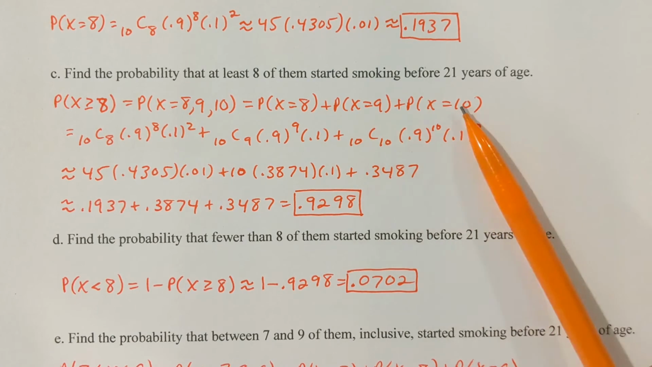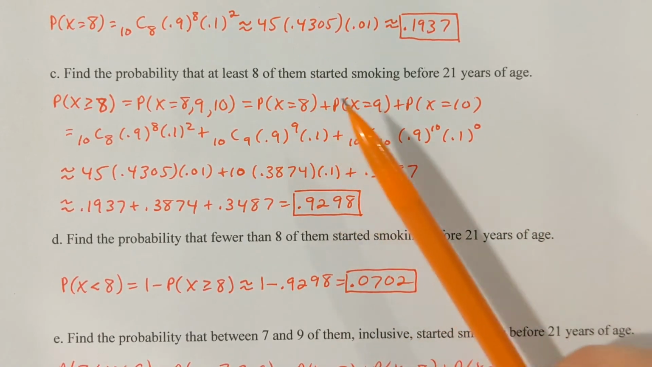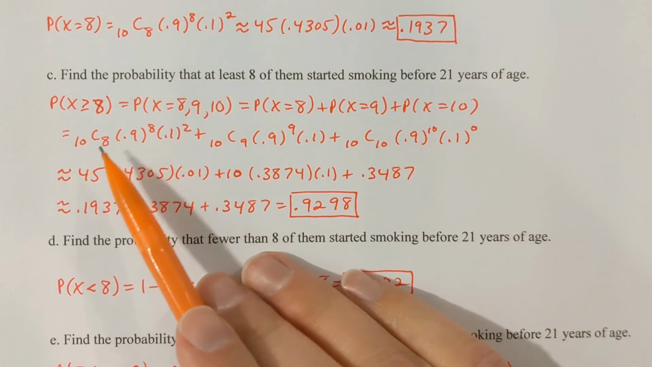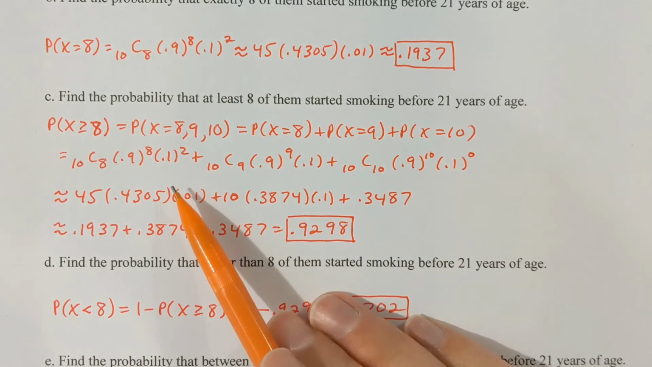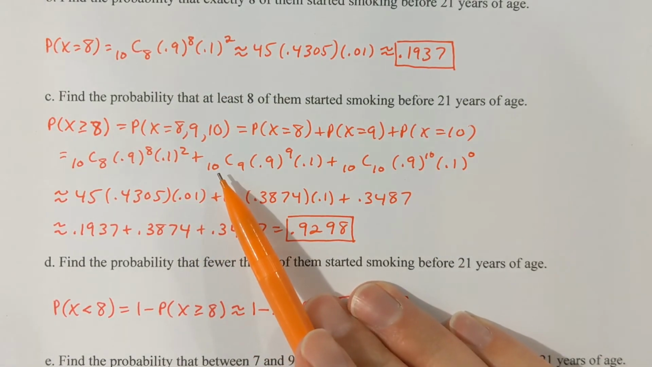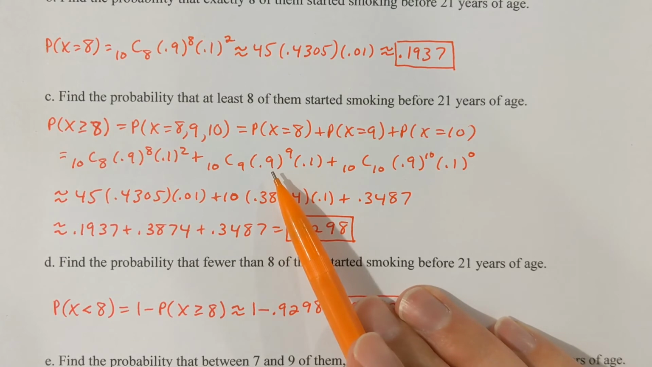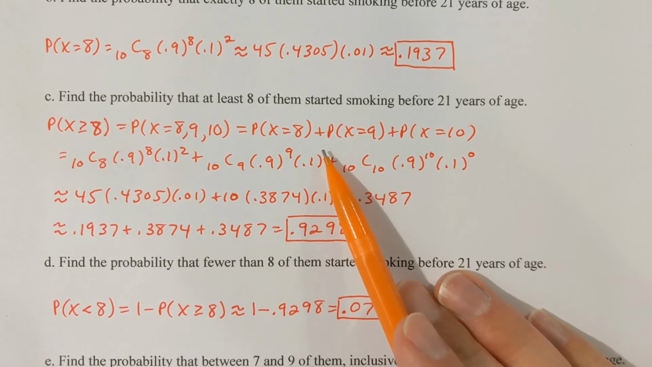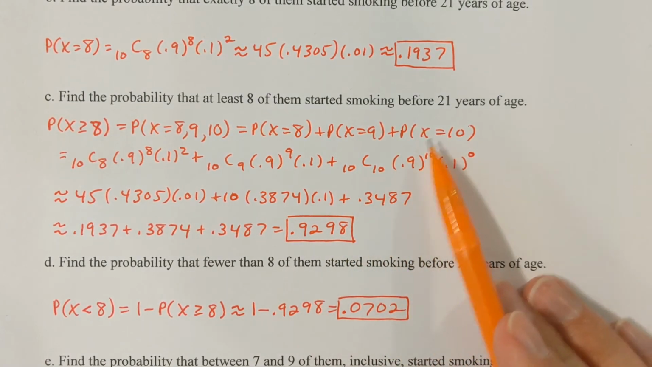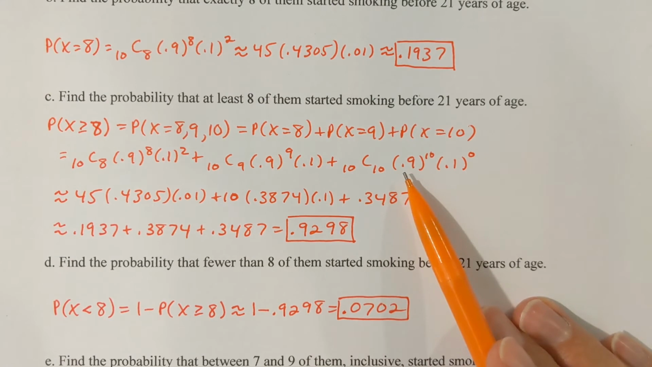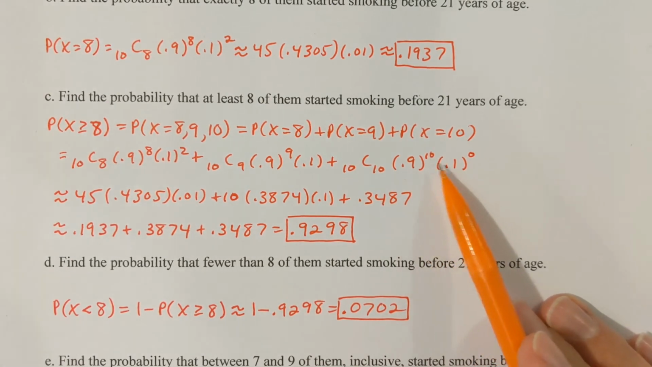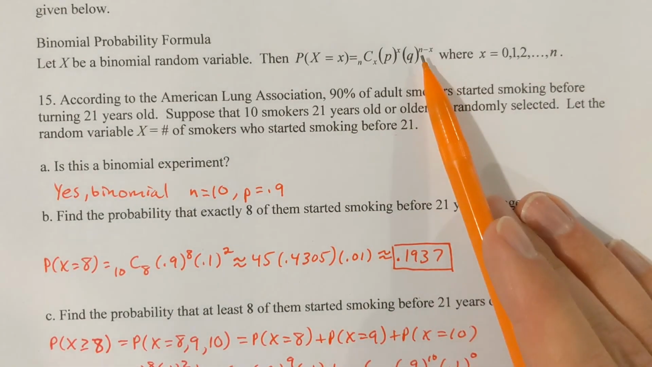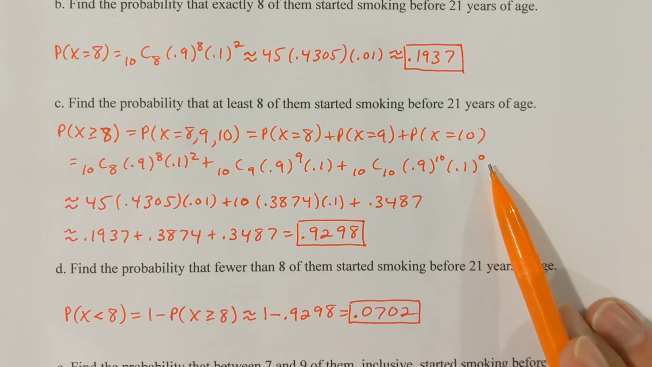So I would need to compute these 3 probabilities where X is 8 or 9 or 10 and then add them together. So I've already got the setup for when X is 8. We did that earlier here. When X is 9, then you're going to want 10 choose 9 times 0.9 to the 9th, X is 9, times 0.1 to the 1st, that'd be 0.1. And then when X is 10, it's going to be 10 choose 10 times 0.9 to the 10th, X is 10, times 0.1 to the 0. 10 minus 10 is 0 for the power, okay?